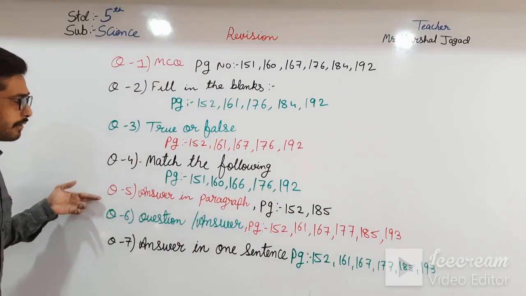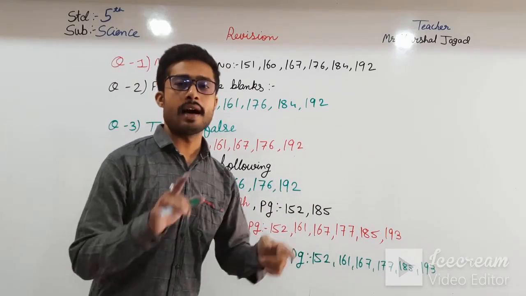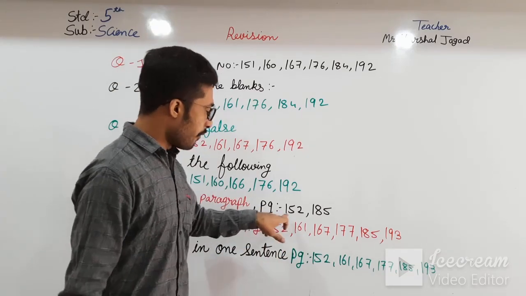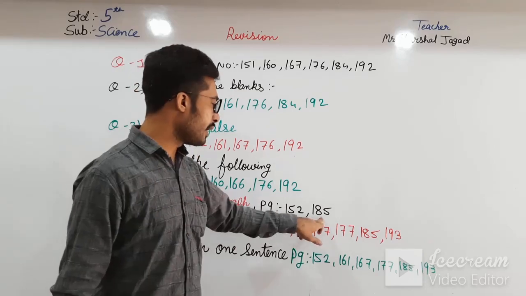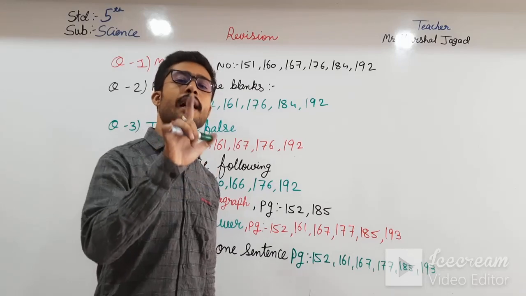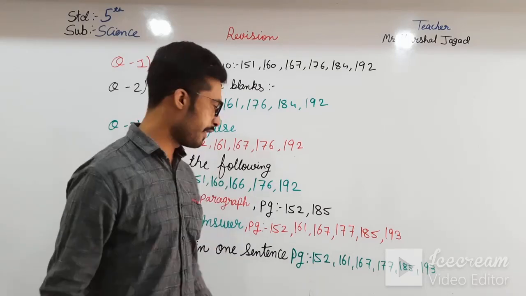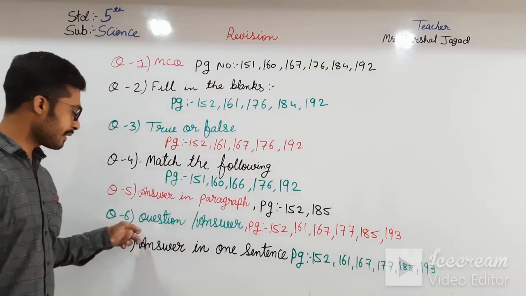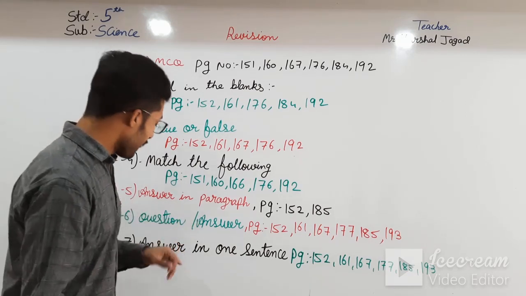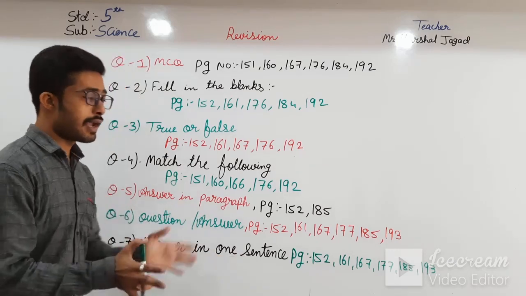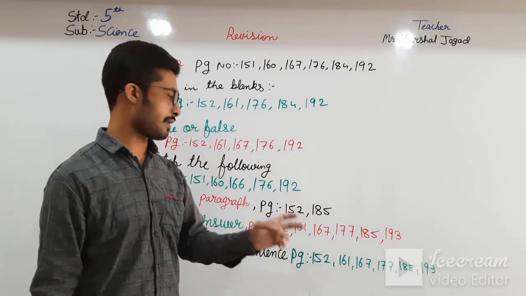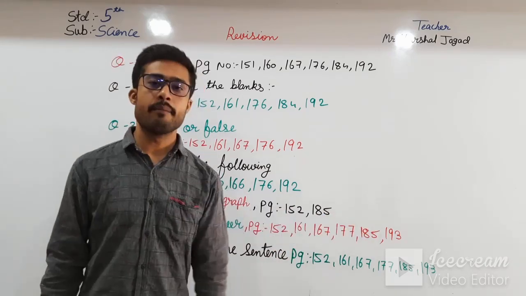And question number 5, that is answer in paragraph. I am repeating it again, students. From 152 there will be 1 and from 185 there will be 1. Okay, and from those 2 you have to write only 1. And here question number 6, that is question answer or answer the following question, and answer in one sentence, you have to do from the answer the following questions in the textual exercise. I have written the page numbers here.